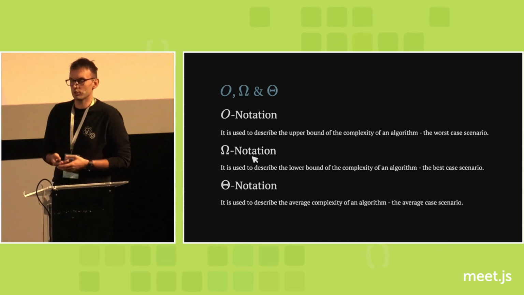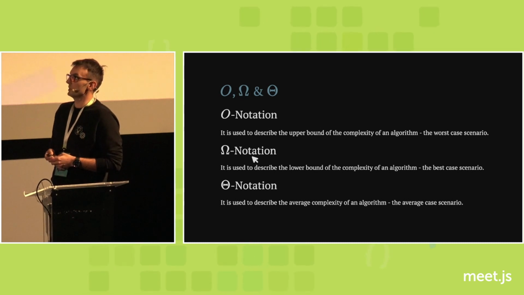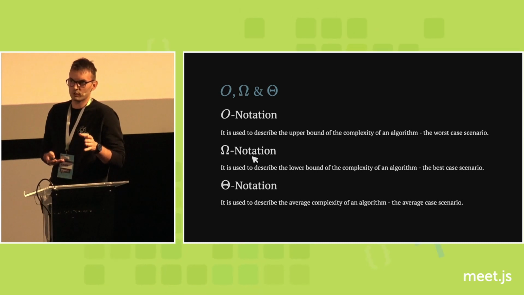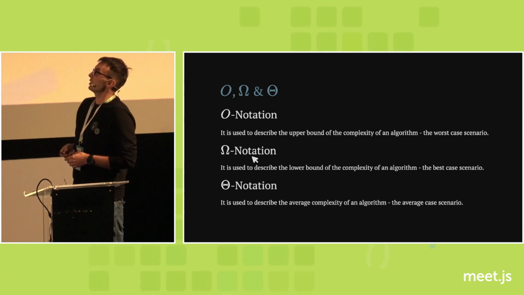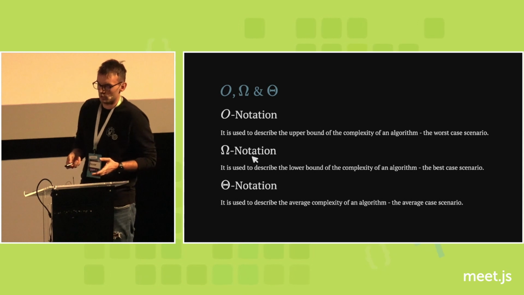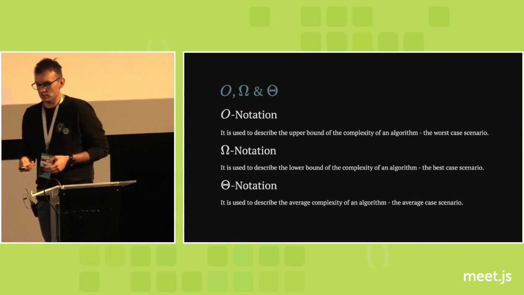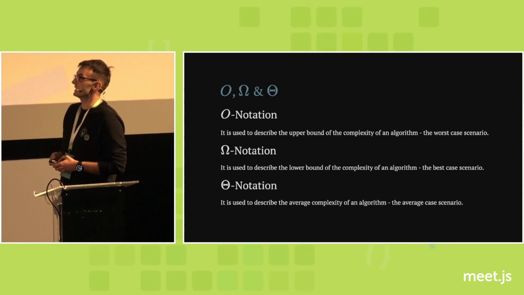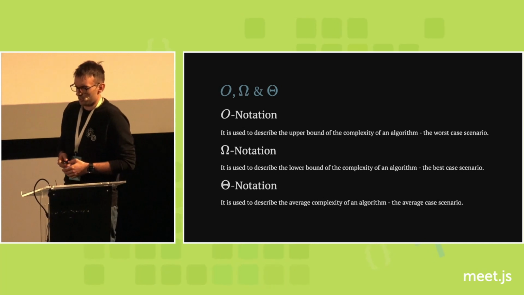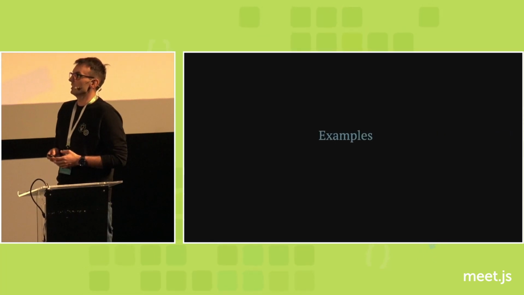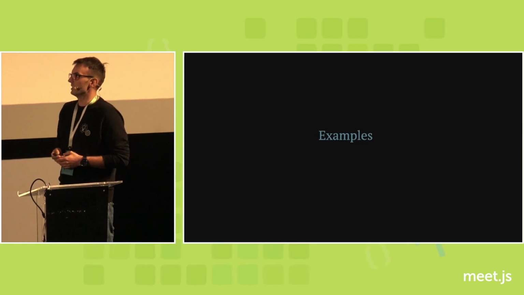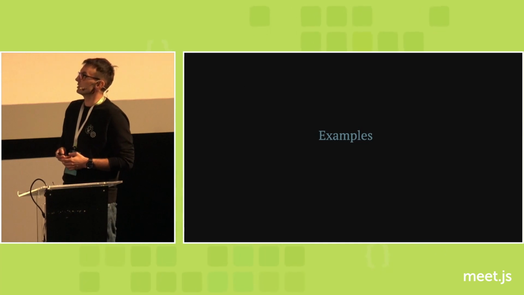Sometimes it's used to describe the complexity of time of execution or complexity of the memory. The big O notation is a worst case scenario, omega is a best case scenario, and theta notation is the average case scenario. So just some examples, to better, let's say, remind ourselves what it means.